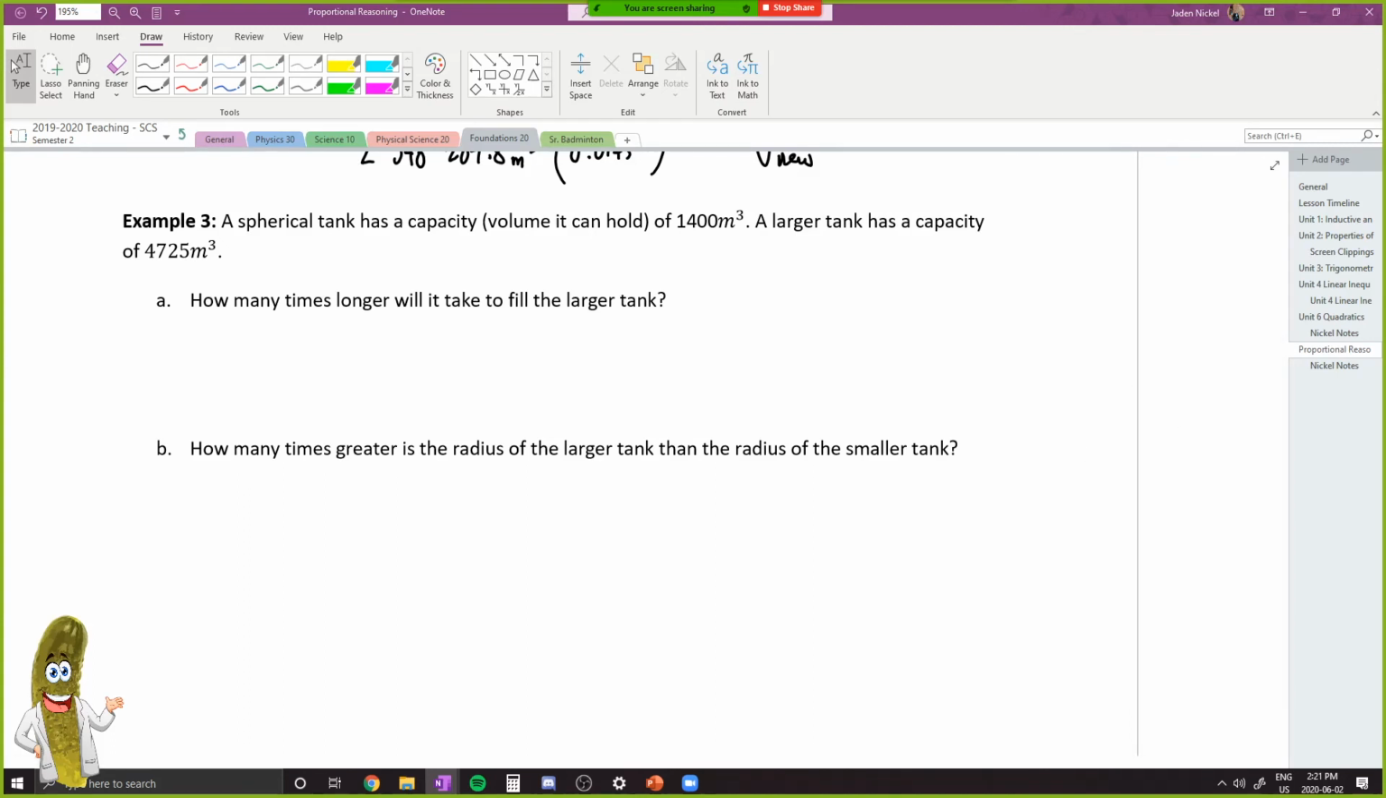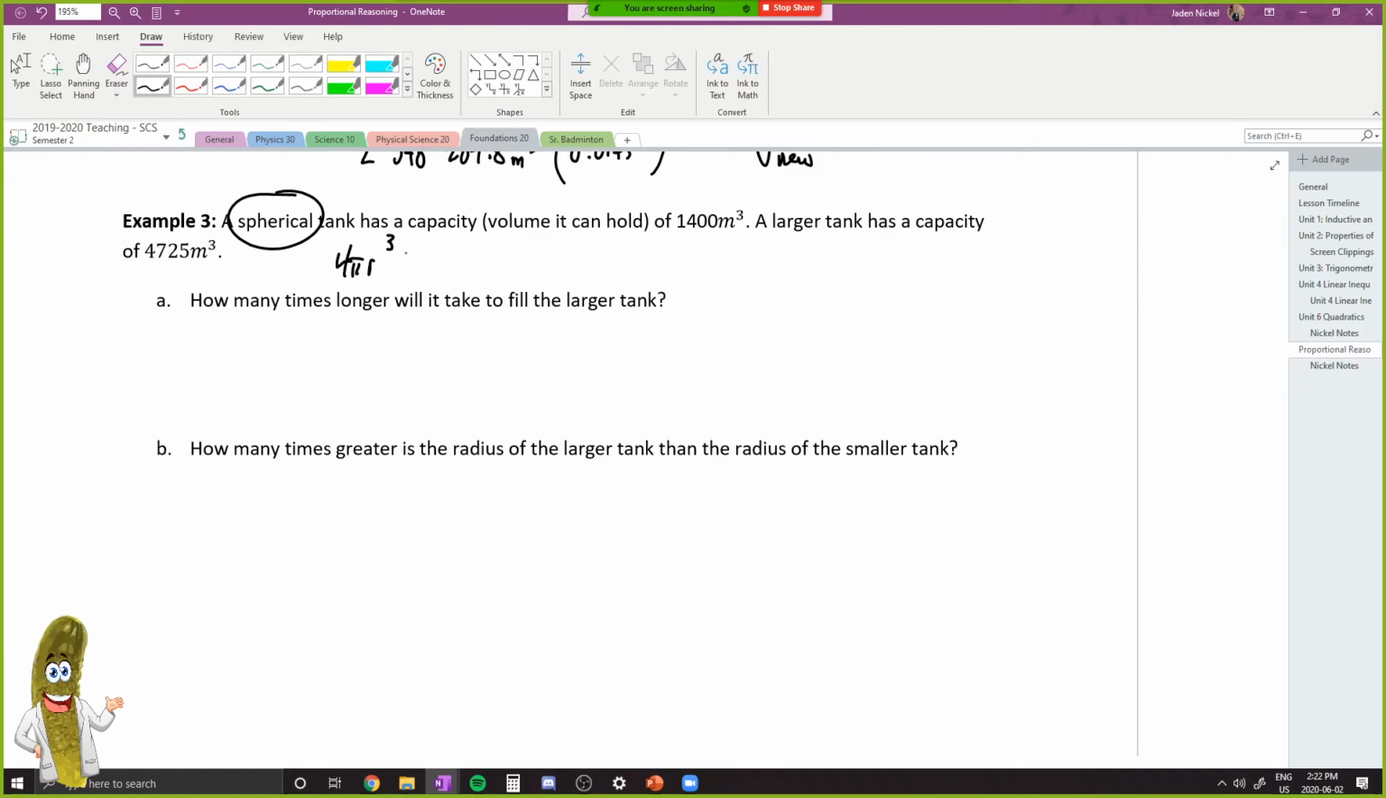Spherical tank, that gets a little, I don't even know what grade. Probably grade 7, Mr. Nickel. That gets him really excited because he sees a sphere and he immediately knows that it's 4 pi r cubed. And he gets super excited that it's the only volume formula he will ever remember for the rest of his life for some odd reason. But it has a capacity or volume that it can hold of 1,400 meters cubed.